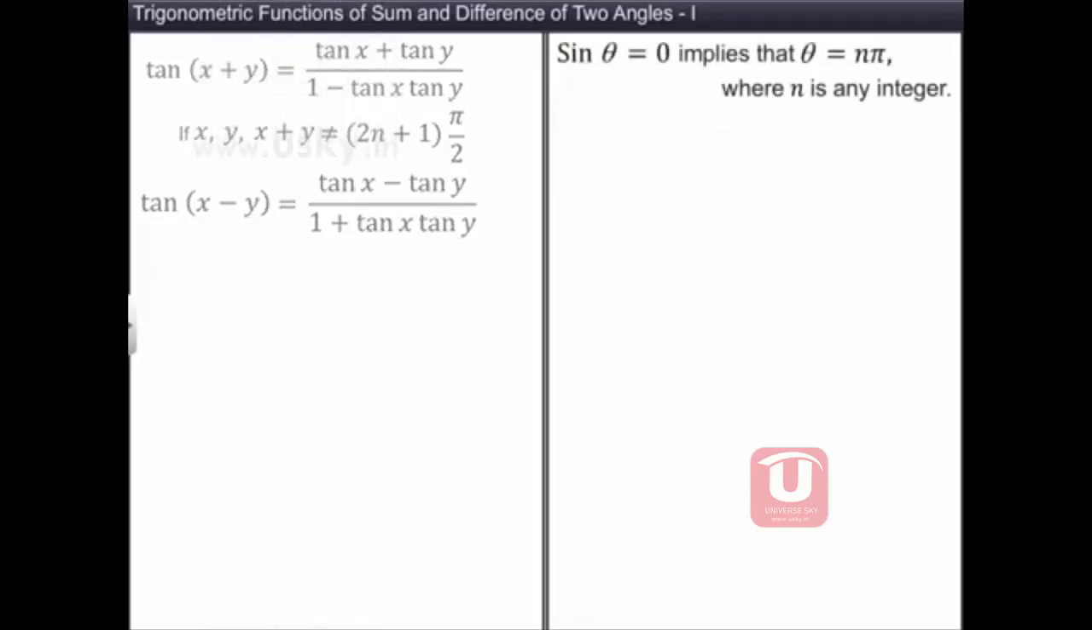We know that sin theta is equal to 0, which implies theta is equal to n pi. Therefore, cot theta, which is equal to cos theta by sin theta, is defined only when theta is not a multiple of pi.